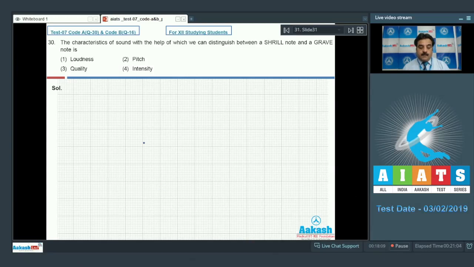In problem number 30, which characteristic of sound helps distinguish between a shrill note and a grave note? This is a theoretical question, so I am going to tell you the main concept. If pitch is high, then the sound note will be shrill. If pitch is low, then the sound note will be grave. That is the fundamental. If I use this in question number 30, then option number 2, pitch, will be the right choice. So let's move on to question number 31.